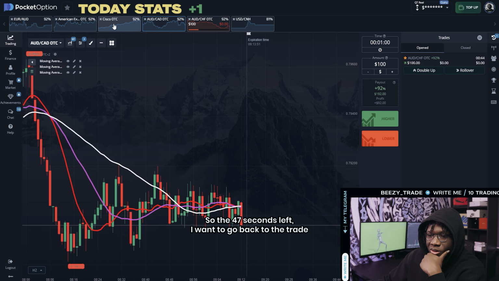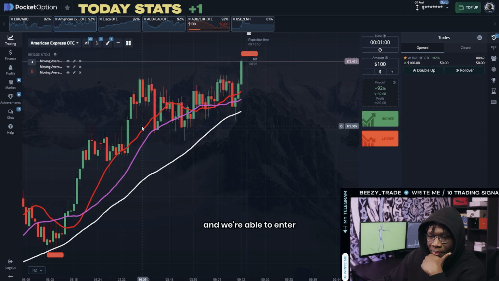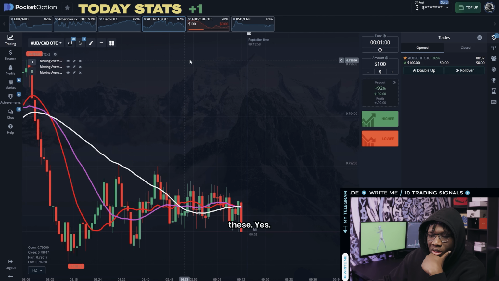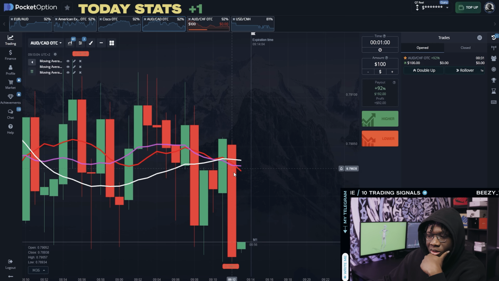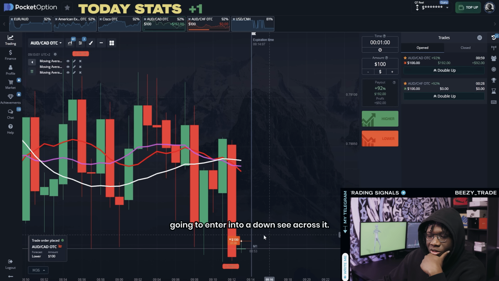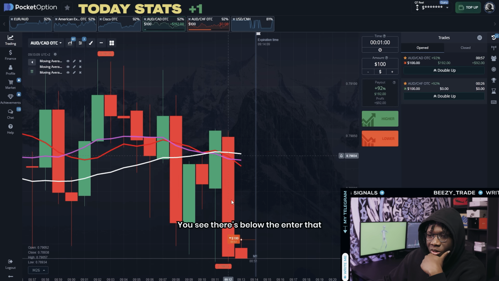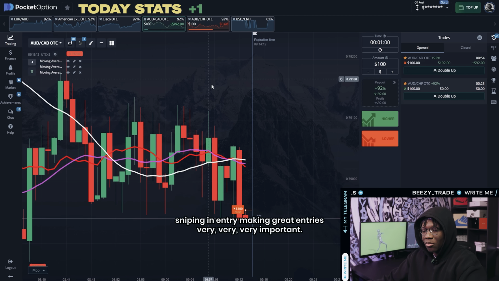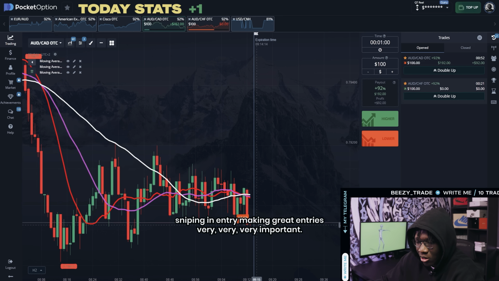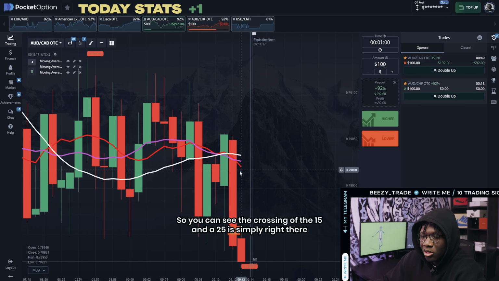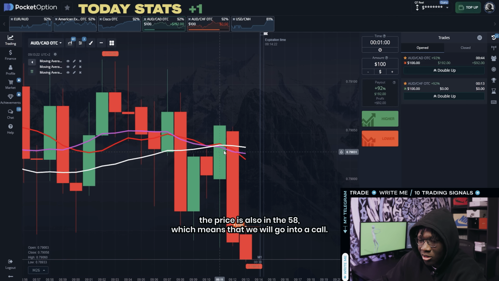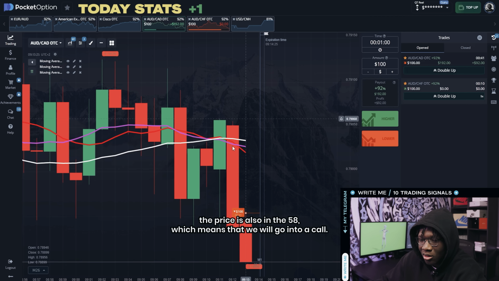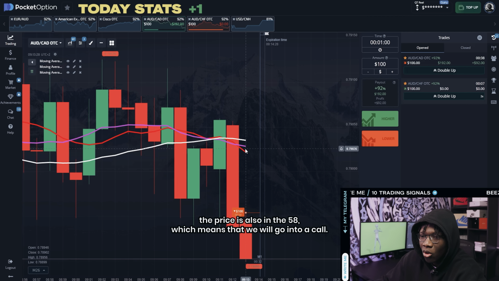I want to go back to the trade we were able to enter. So here, I just want to see how this market is. We can see the crossing right here. I'm going to enter into a down. You can see that it's below. We're able to enter that. So sniping an entry, making great entries, is very, very important. You can see the crossing of the 15 and the 25 SMA right there, and we can see the price is also above the 50 SMA, which means that we will go into a call.